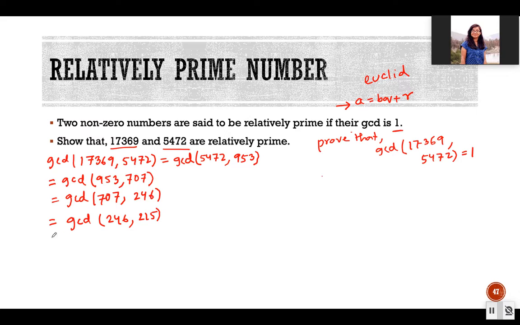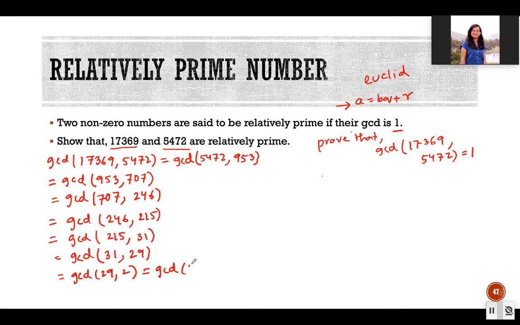So you can see we are actually going to need a lot of steps. So GCD of 246 and 215, and here the remainder is going to be 31. So that is the same as GCD of 215 and 31, and the remainder is going to be 29. So I'm going to find GCD of 31 and 29, and the remainder now is actually kind of easy, it is going to be 2. So that is the same as GCD of 29 and 2. And if I divide 29 by 2, the remainder is 1.